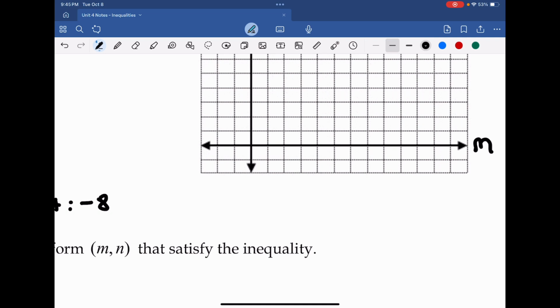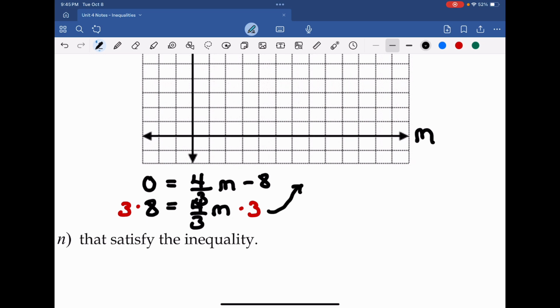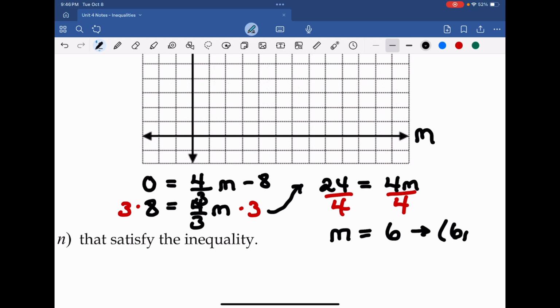If I want to get the m-intercept, this is 0 is equal to, and then I'm going to make this the 4 over 3, which is the slope, m minus 8. 8 will go to the other side, making this 4 over 3m. I'm going to multiply both sides by 3 in order to get it from the denominator there. Now this is going to give me 24 is equal to 4m. And then lastly, I'm just going to divide by 4, divide by 4. And when you divide both sides by 4, we get an m-intercept equal to 6. So this means that the point for our m-intercept is going to be 6 and 0.